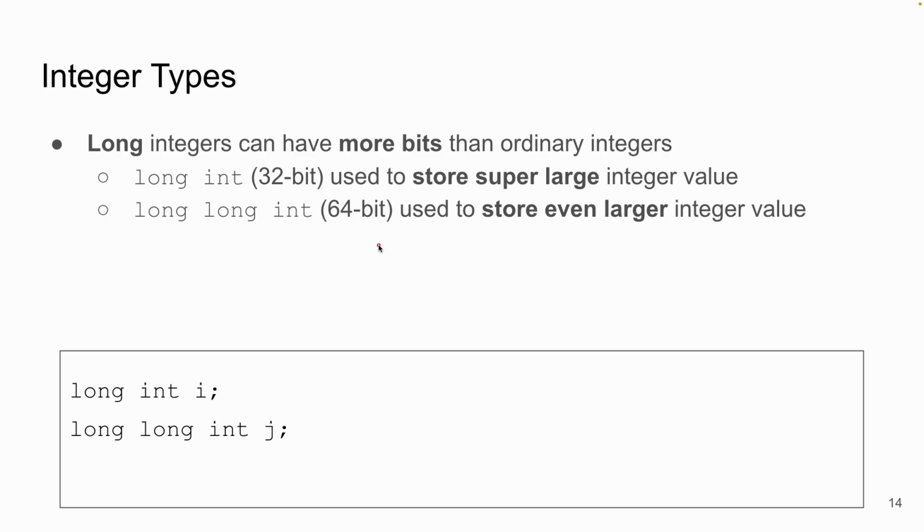And if you want to store an even larger integer value in your variable, then you can declare long long int. This variable uses 64 bits to represent the integer value. That is why it can store an even larger integer number.